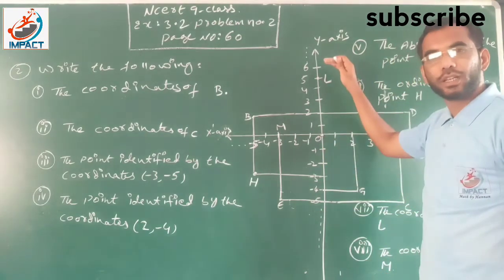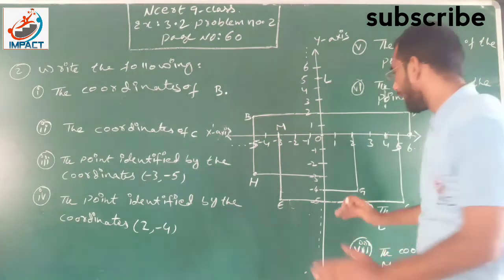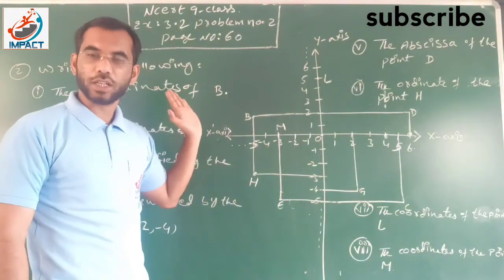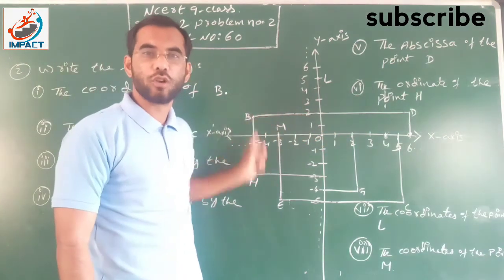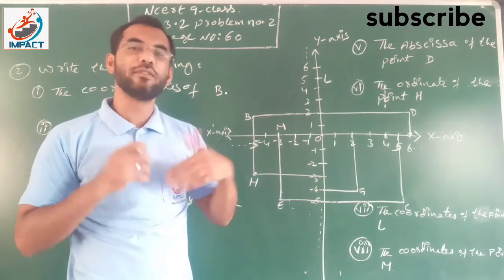Above the origin, it is positive. Below the origin, it is negative. The right side of the origin is positive, and the left side of the origin is negative. That means it will form four quadrants: quadrant 1, quadrant 2, quadrant 3, and quadrant 4. Now, first we will take the x, then we will take the y.